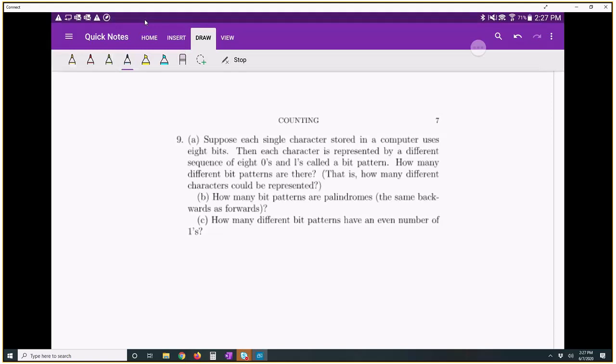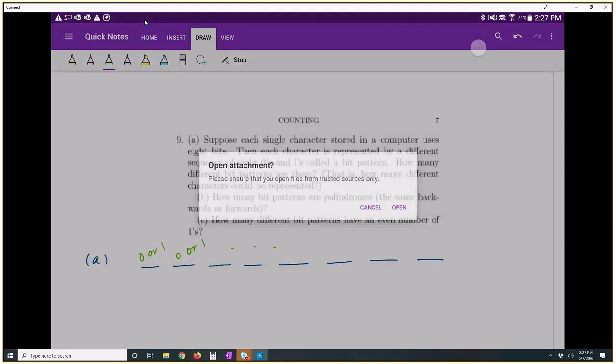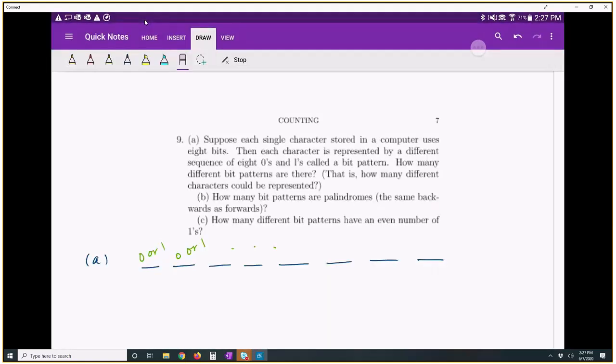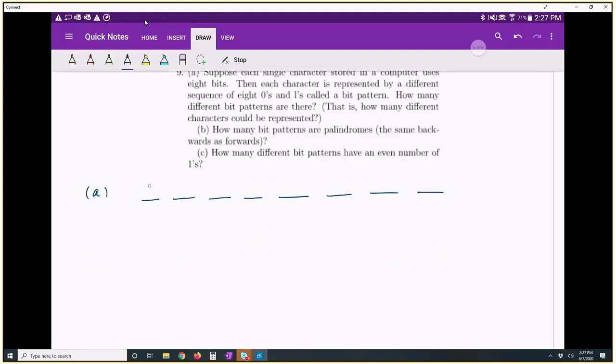So for part A, I'm going to draw my diagram, and I'm going to say, here are my 8 bits. And in each place, I'm putting a 0 or a 1. So for each place, I have 2 choices. So I have 2 choices, 2 choices, 2 choices, meaning I have 2 to the 8 possible different bit patterns, which is 256 different bit patterns.